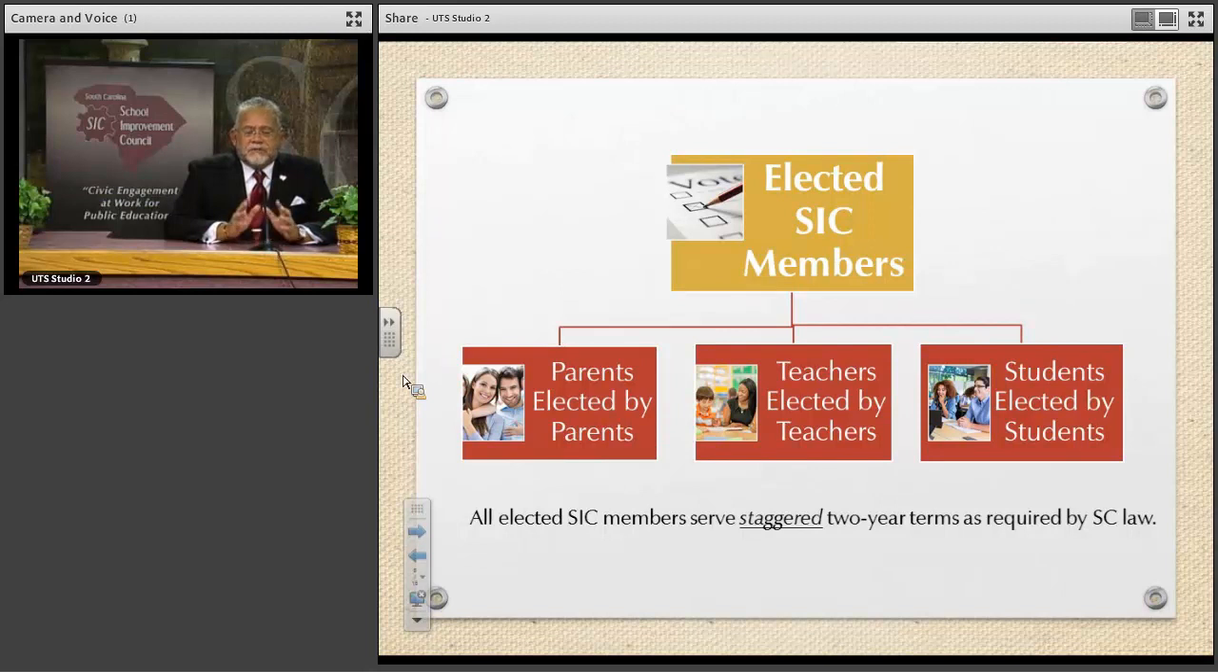All elected members serve staggered 2-year terms. The term staggered simply means that your elected members' terms of office should not all start at the beginning of the same school year. Only about half of your parents, teachers, and students should be up for election each year. The other half should be returning to the SIC for the second year of their 2-year term. Keeping terms staggered is an important way that SICs can help sustain their progress from year to year. If you need help getting started in staggering the terms of your elected members, there's a detailed example in the SIC Elections Guide, which is part of the Elections Toolkit on our website, or you can contact our office for more assistance.